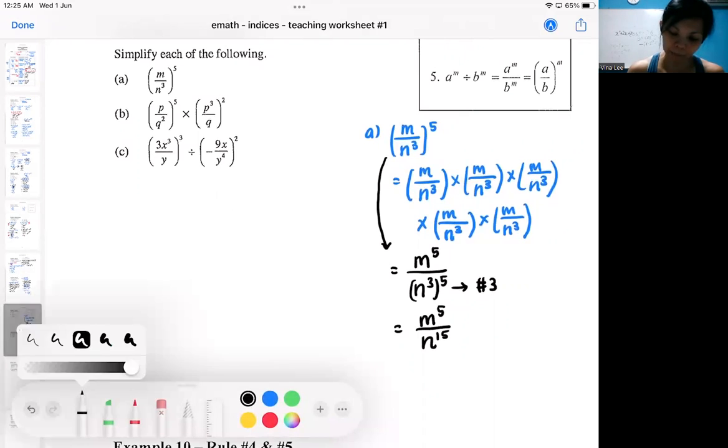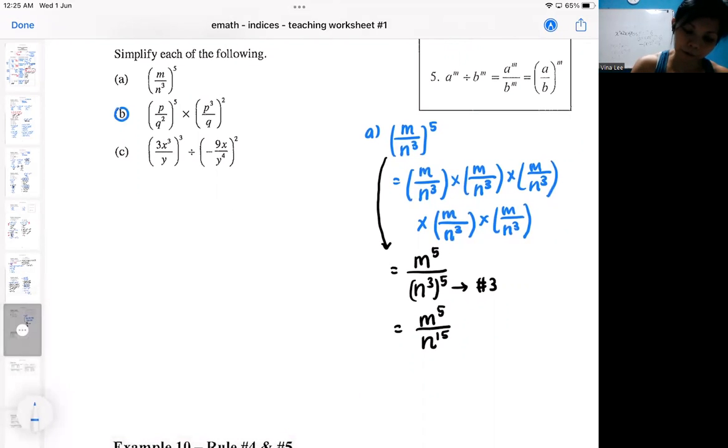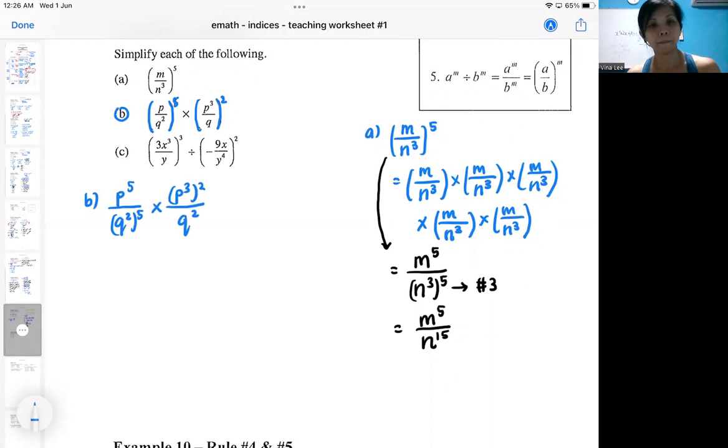If you look at part B, a fraction is repeated 5 times, multiplied by a fraction that is repeated twice. So when a fraction is repeated 5 times, the numerator is repeated 5 times. The denominator is also repeated 5 times. So in this one, the numerator is repeated twice. Q is also repeated twice. So you apply the double power first.